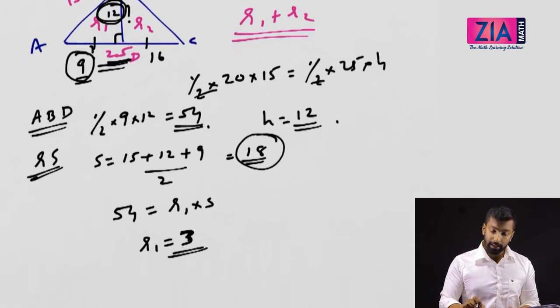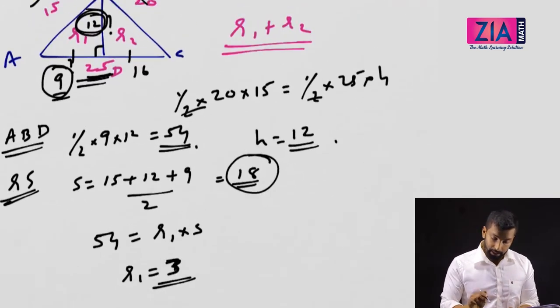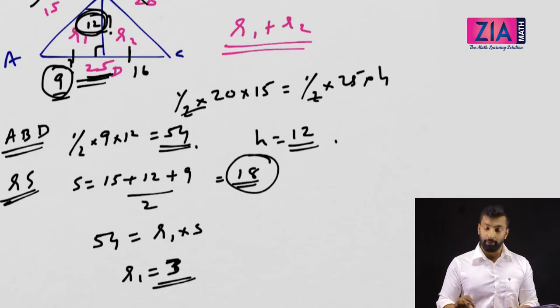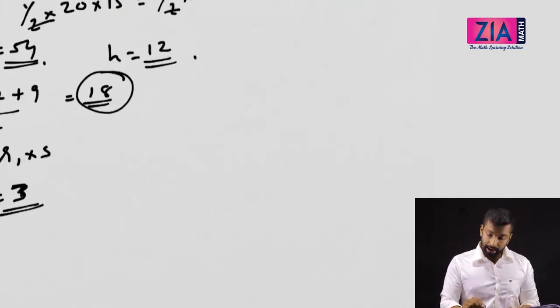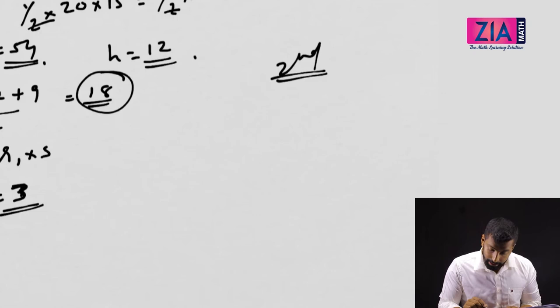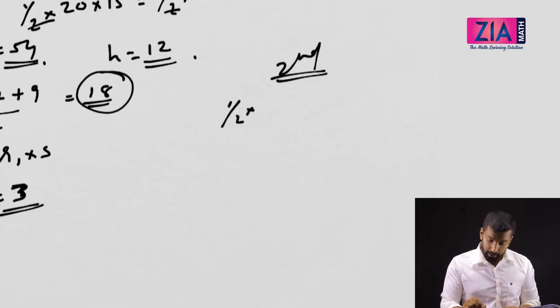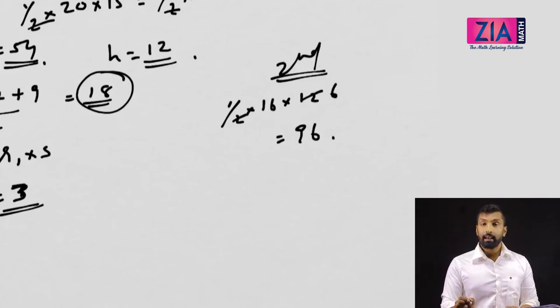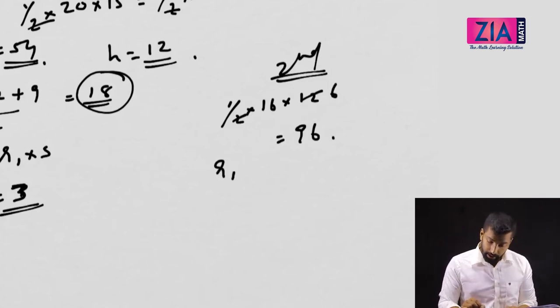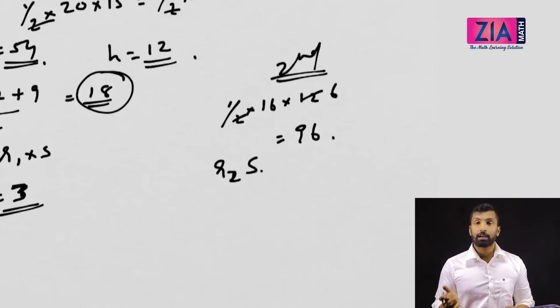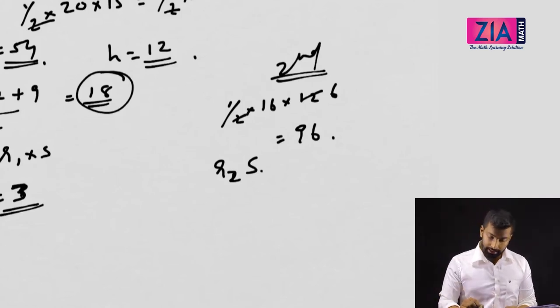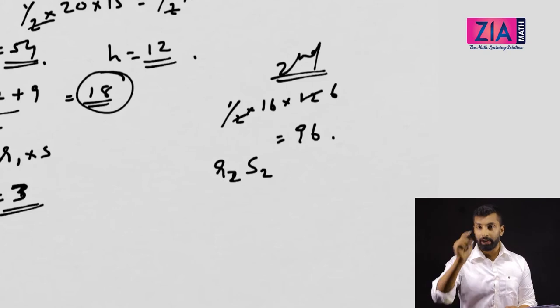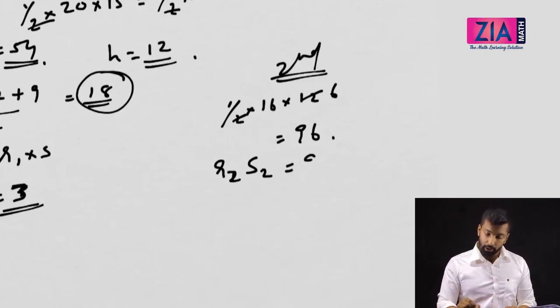Now, what will be the next one? R2S, right? So what will be the area of the next triangle if you take? What is the base? 16 is the base, height is 12. So second triangle if you take, what is the area? Half into 16 into 12. So this is going to be 96. And we know that R2S, if you want you can write it as S2, because that is a different triangle, right? So R2, S2 is equal to 96.